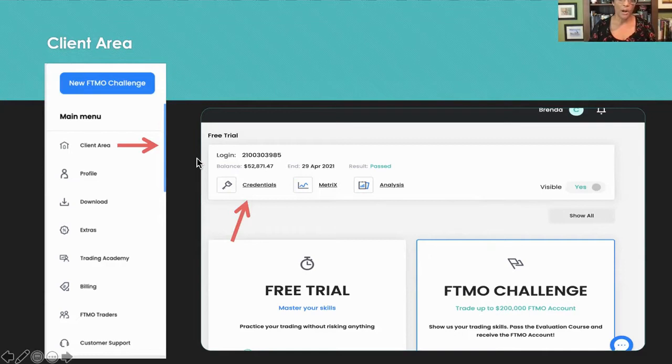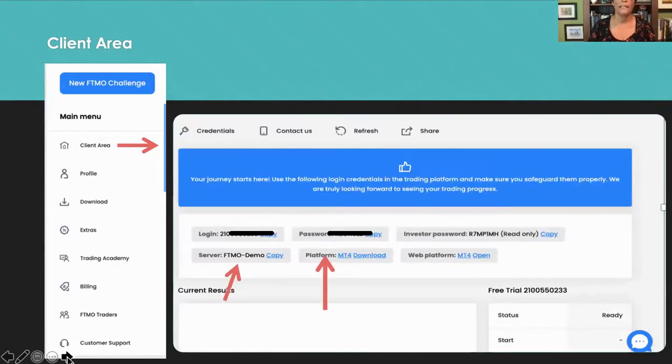So the first part that you see with that red arrow, it says credentials. It's going to be assigned its own login number. It's also going to be assigned its own password. The investor password is not for us. Whatever server you have chosen is going to be on there.